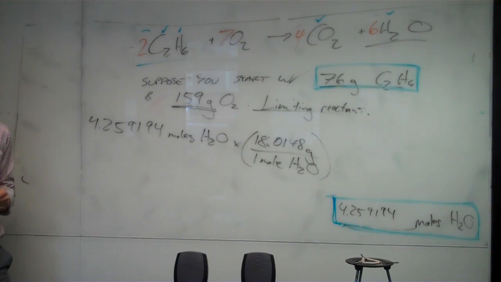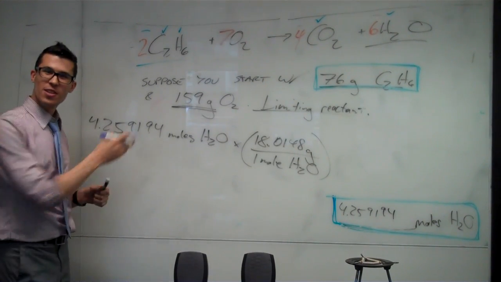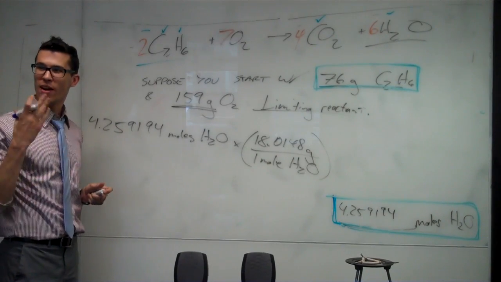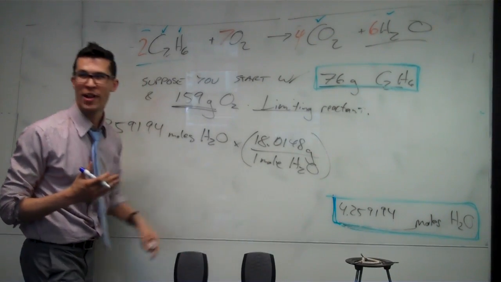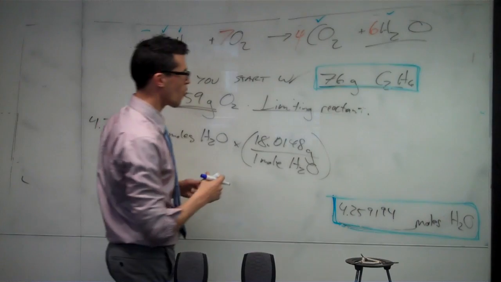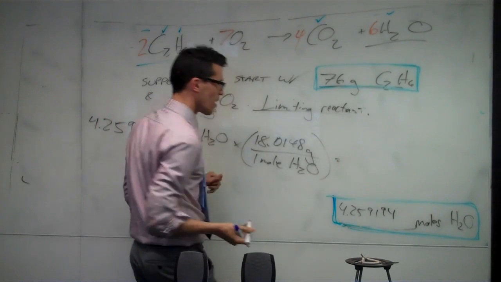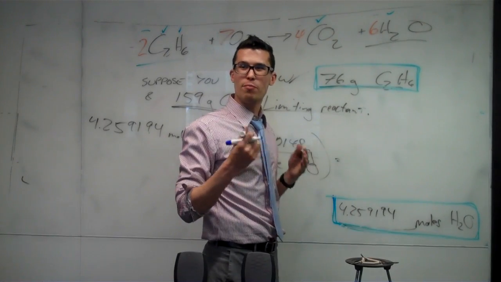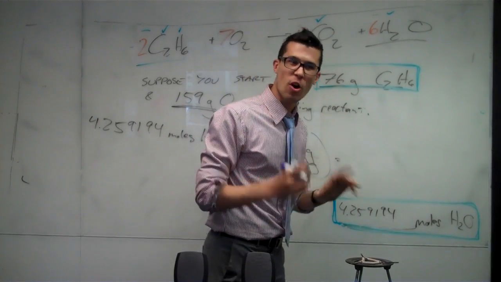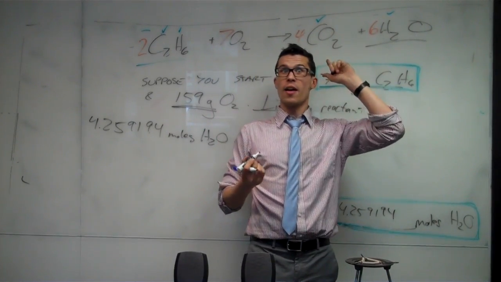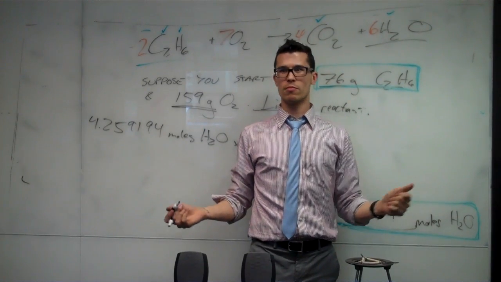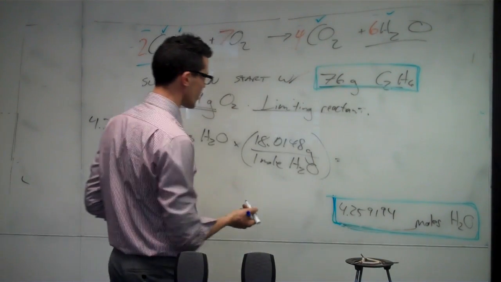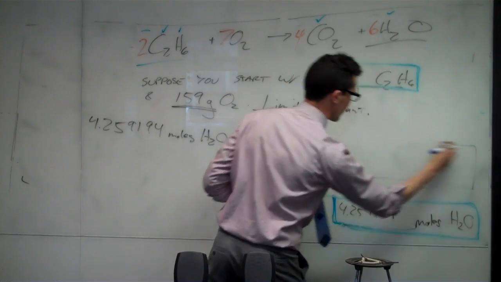It's going to be that many grams. That's how much a mole of H2O weighs: 18.0148. And this answer right here is going to give us our maximum amount of product that we can make, which is also known as theoretical yield.